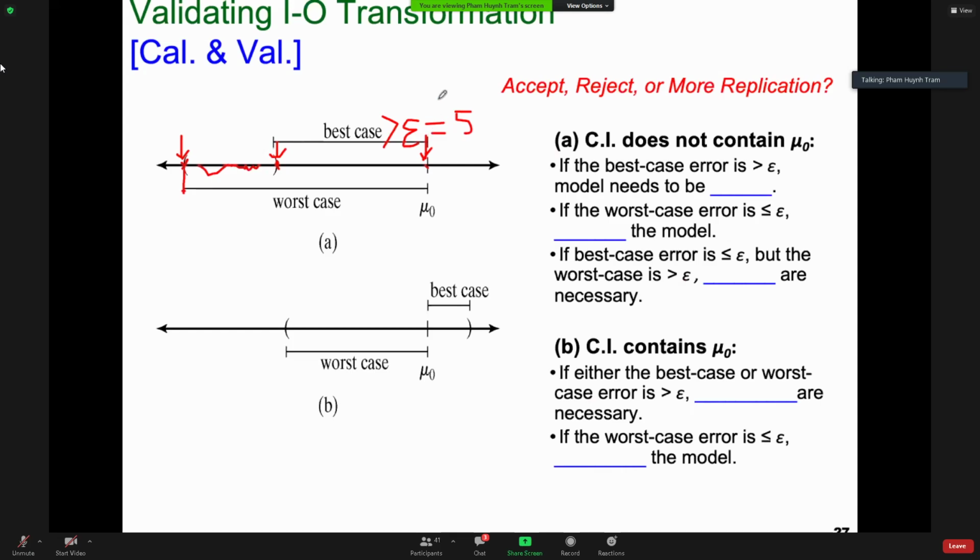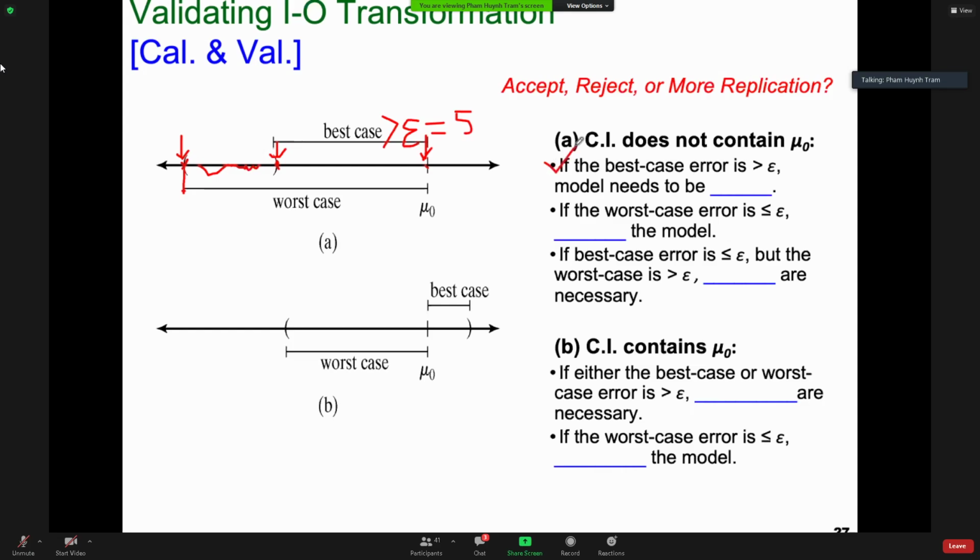Right, this is the allowable value. 5 minutes is allowable. So we should refine our model. Okay, so our model needs to be refined. It is invalid. We have to calibrate it again. We have to refine it again. All right, so that is case number one.